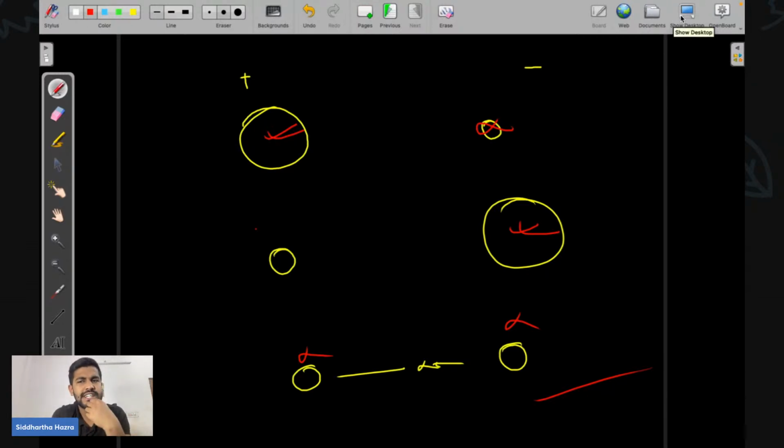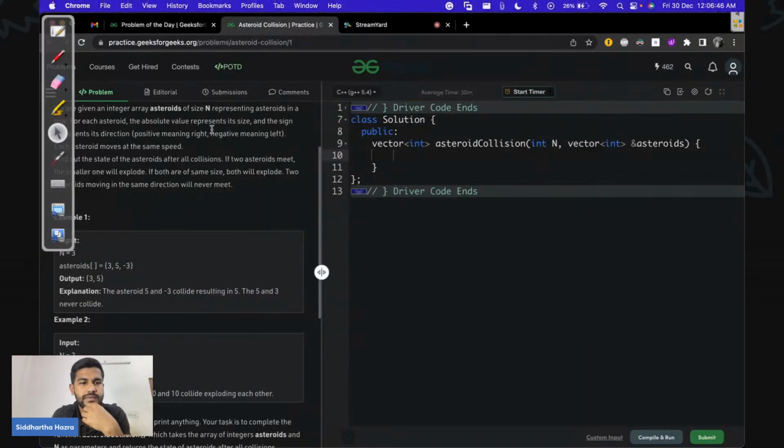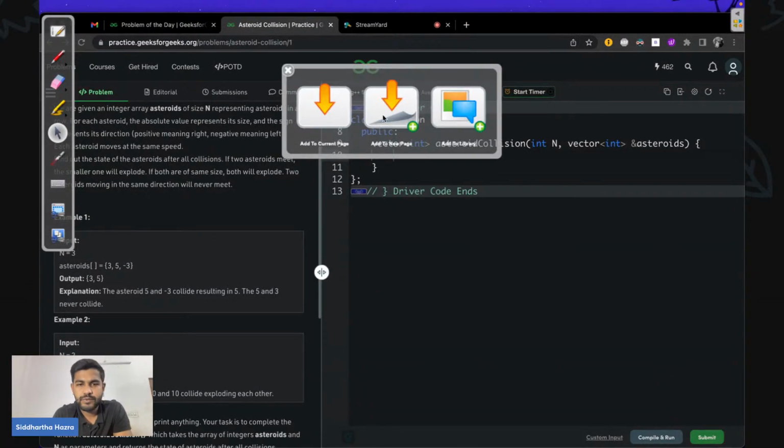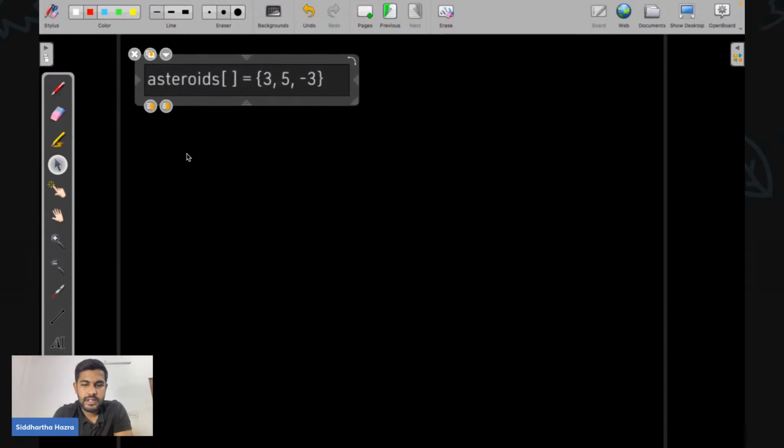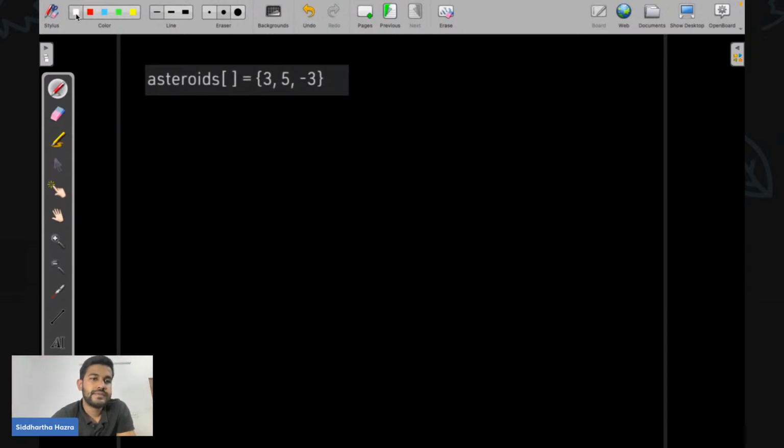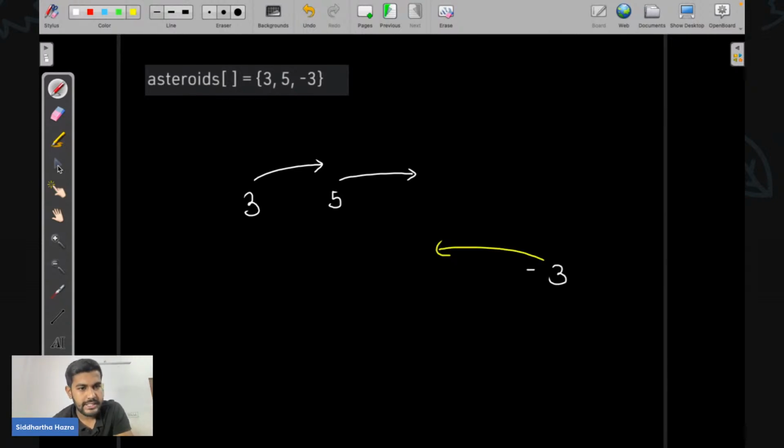Now let us have some test cases. Let us see the first test case. See what would happen basically. This 3 is going in this direction. This 5 is also going in this direction. And this negative 3 is coming in this direction. Basically, they are all on the same x-axis. You can just visualize this.